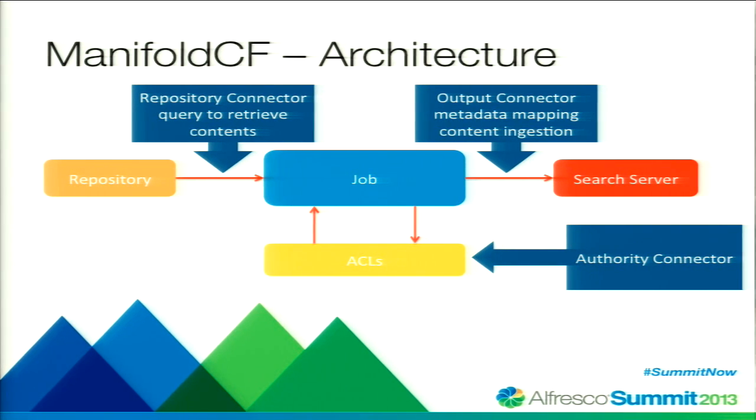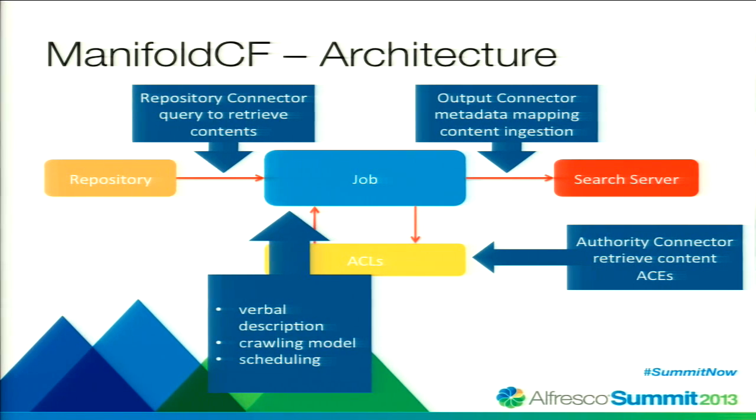The repository connector will get content from the repository. The output connector will push content into the search server and will perform the ingestion of the content. And then the authority connector will check the user access tokens to allow you to perform profiled queries. For each indexed segment, we have an ACE, an access control entry.